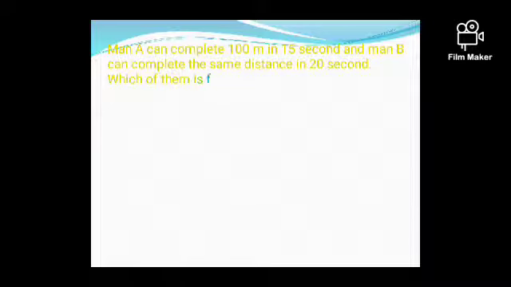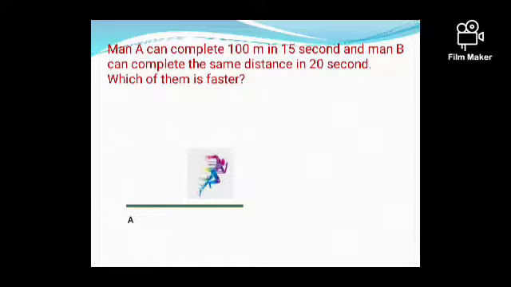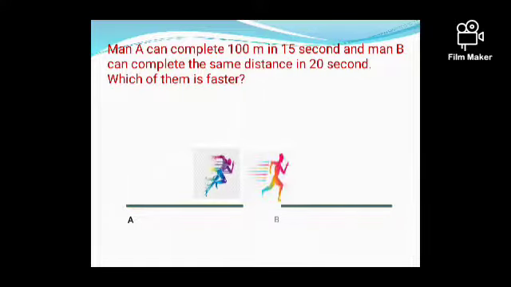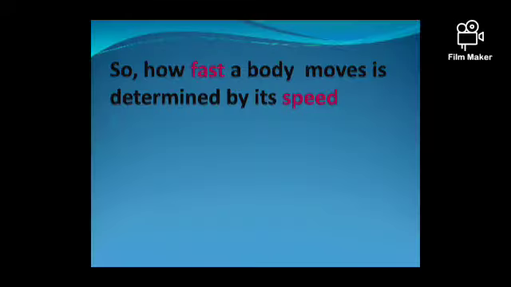So to find who is moving faster, you have to identify the time taken by them. A is taking 15 seconds, B is taking 20 seconds to cover the same distance. So man A is faster than man B. It's very simple: the one who takes less time is moving faster. So how fast a body moves is determined by its speed.